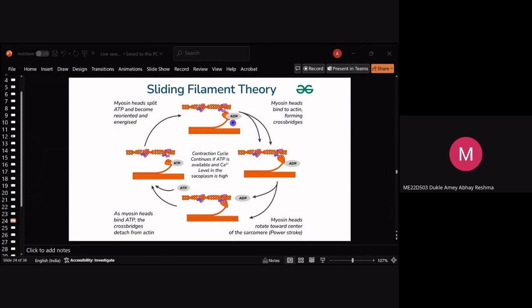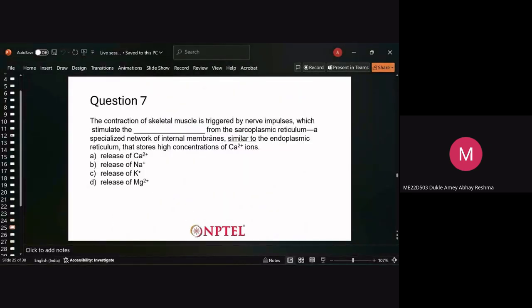So, moving to the next question. The contraction of skeletal muscle is triggered by nerve impulses which stimulate the dash from the sarcoplasmic reticulum, a specialized network of internal membranes similar to endoplasmic reticulum that stores a high concentration of calcium ions. Release of calcium ions, release of sodium ions, release of potassium ions, release of magnesium ions.